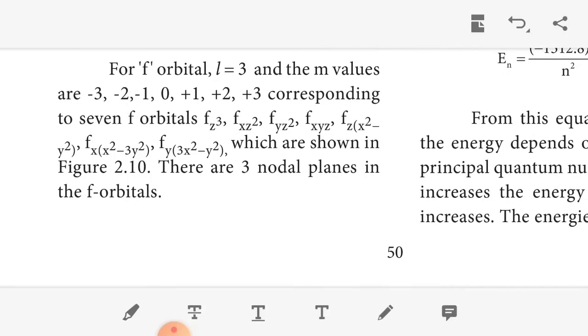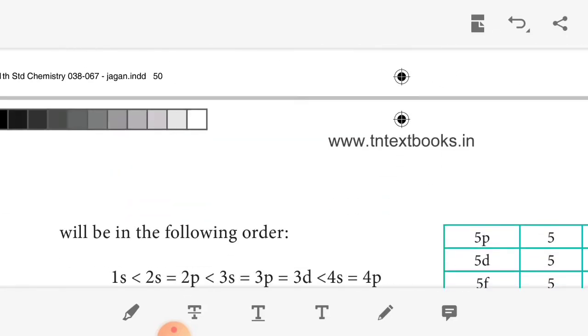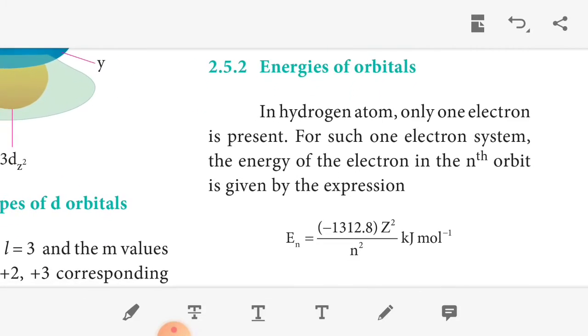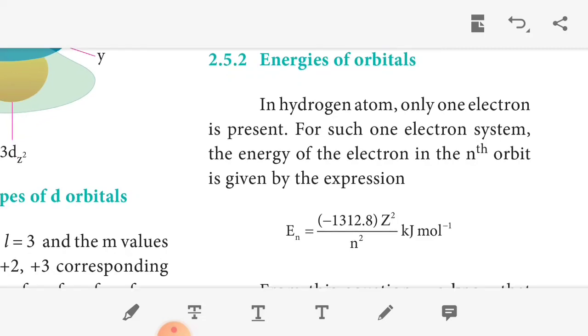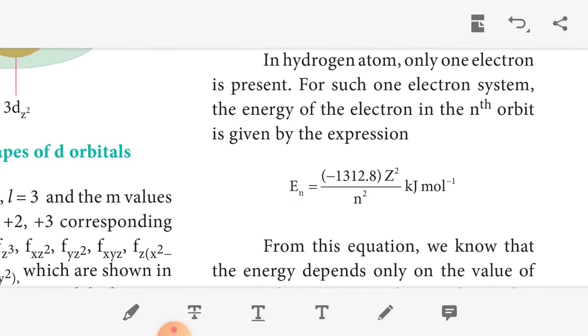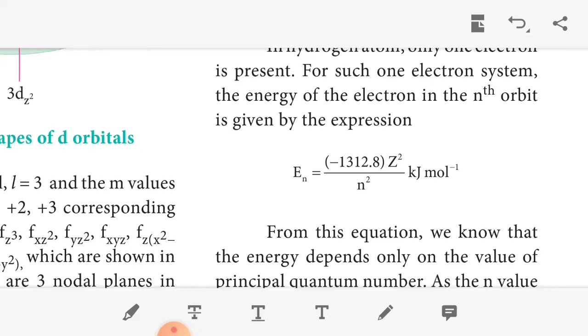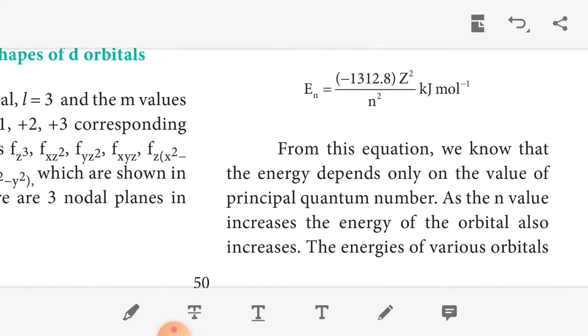So the next topic is energy of orbital. It may be asked as a 2 marks question. In the hydrogen atom, only one electron is present. For such a one electron system, the energy of the nth orbit is given by the expression En equal to -1312.8 Z square / n square kJ/mol. From this equation we know the energy depends on the value of the principal quantum number. As the n value increases, the energy of the orbital also increases.